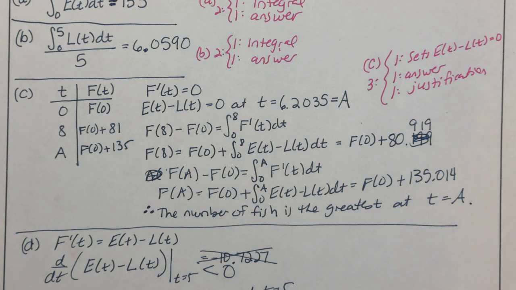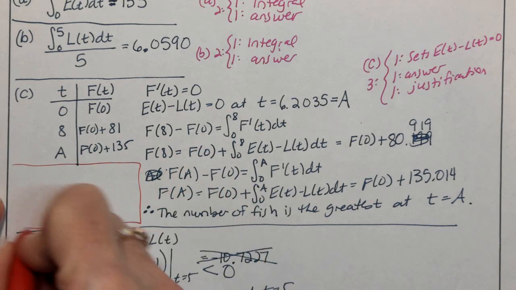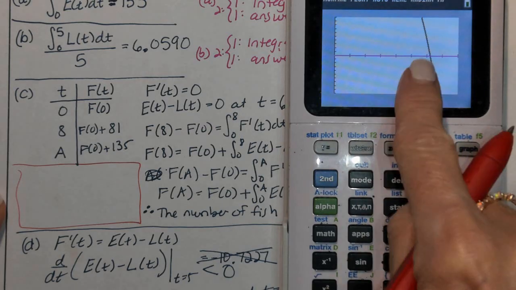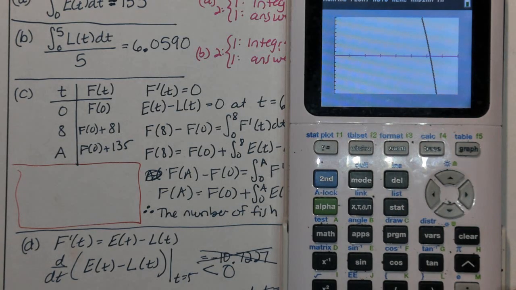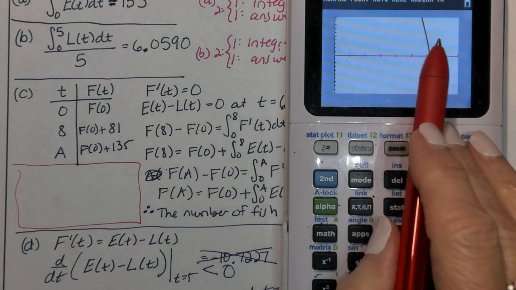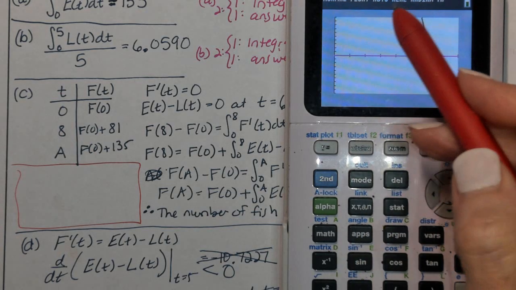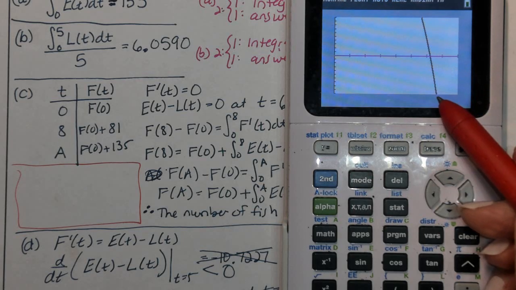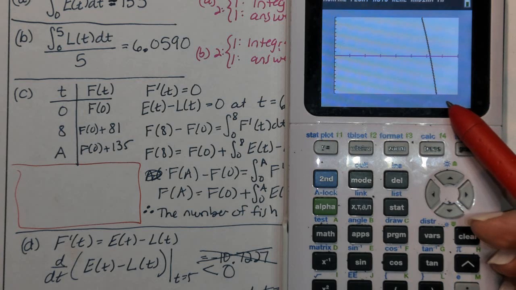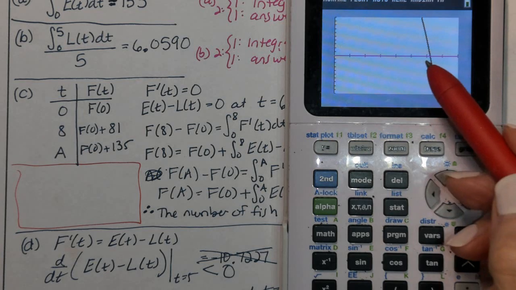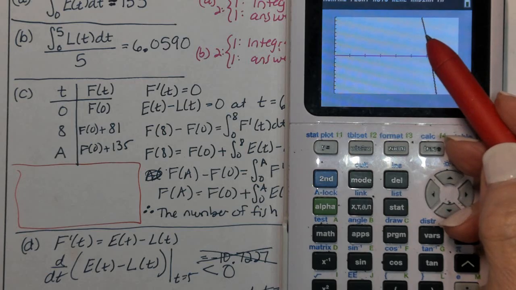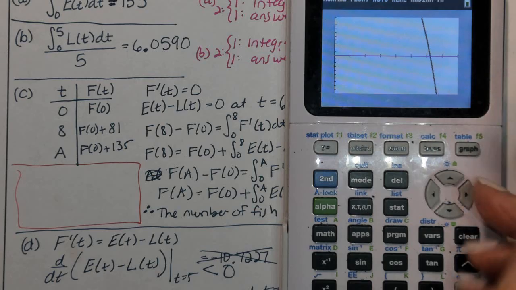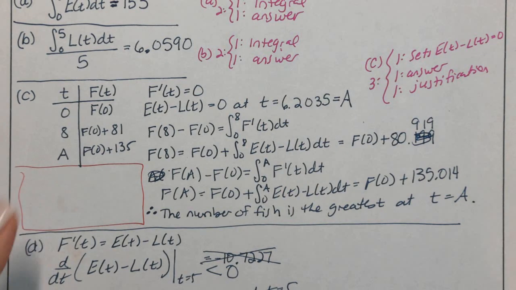There is an alternative justification we could have done. We could have said, and I talked about this in this problem, because of the graph, because this is E of t minus L of t, right? The rate is always positive until that time, and then always negative after that time, from 0 to 8. So the number of fish is increasing until we get to that time, and the number of fish is decreasing after that time. We could have said that as our justification.